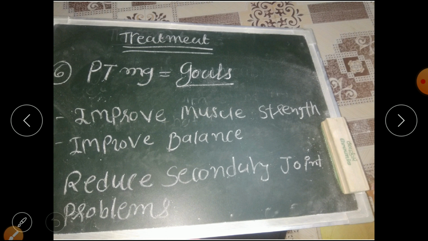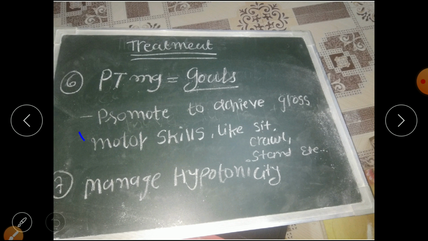Then reduce secondary joint problems. One of the causes of joint or bone fracture is osteoporosis-type symptoms, that is fragile bones, which is present in Down syndrome patients. So we can give certain splints and orthosis so we can prevent other deformity. Then promote achievement of gross motor skills like sitting, crawling and standing, etc. Because developmental delay is very common in Down syndrome patients, we can help the child achieve specific skills required in ADL, that is sitting, crawling and standing, etc.